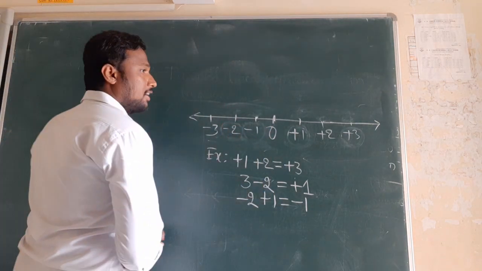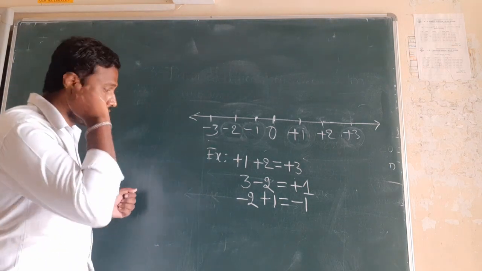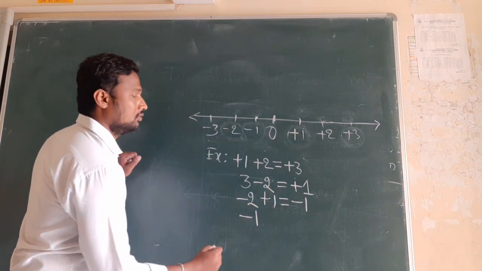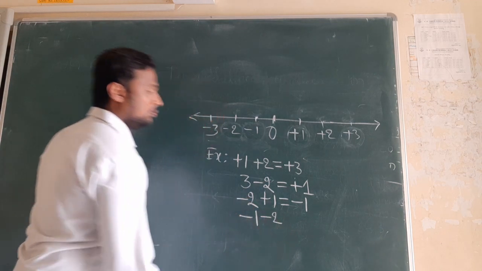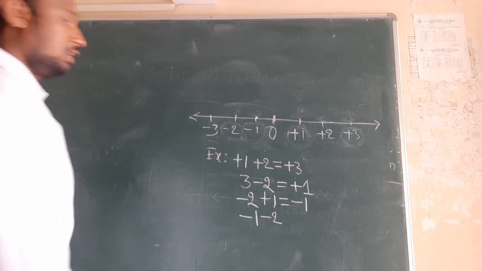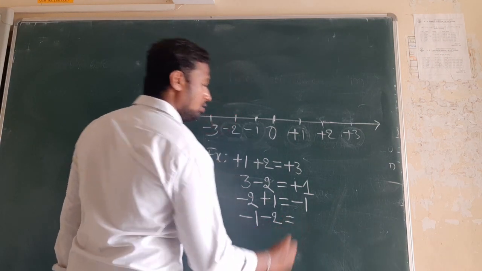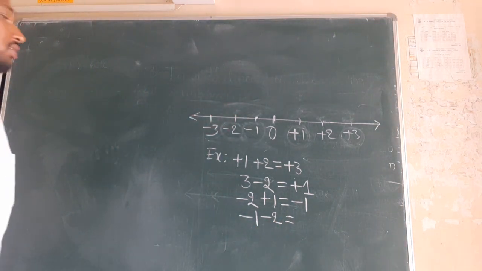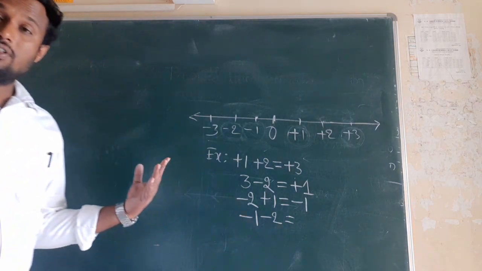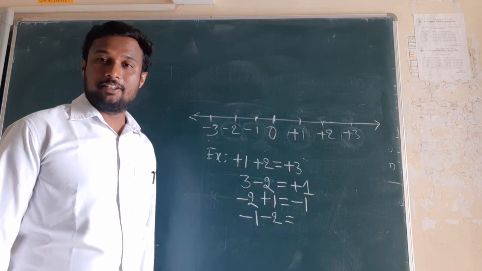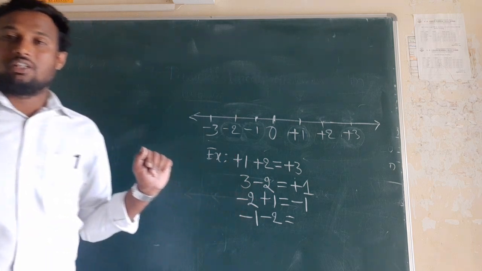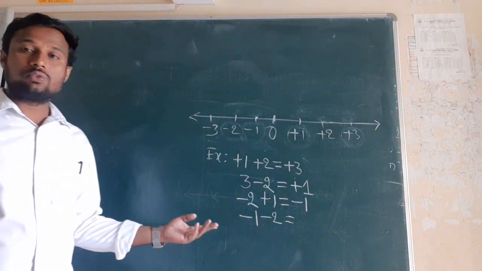Now I will consider another example. Now -1 - 2. Okay? So here, first, what I have to do: we are subtracting 2 from -1. So here both the numbers are negative integers only. We have -1 and -2. Both the numbers are negative integers. So don't worry. Again, the same things we have to follow here.